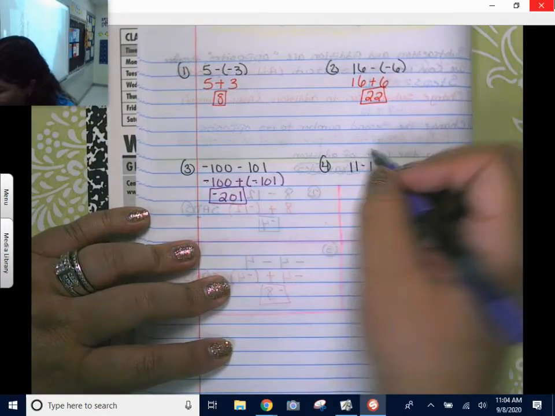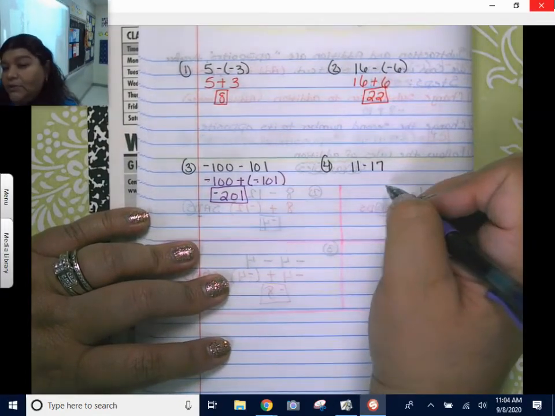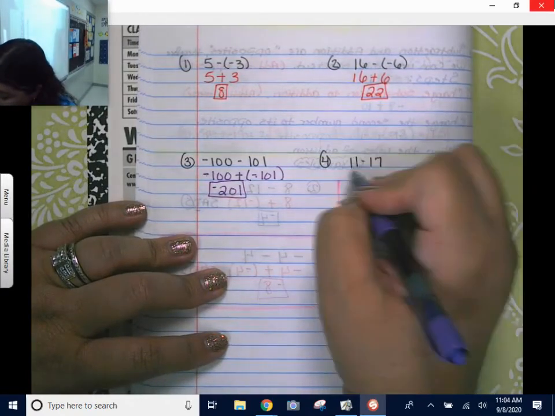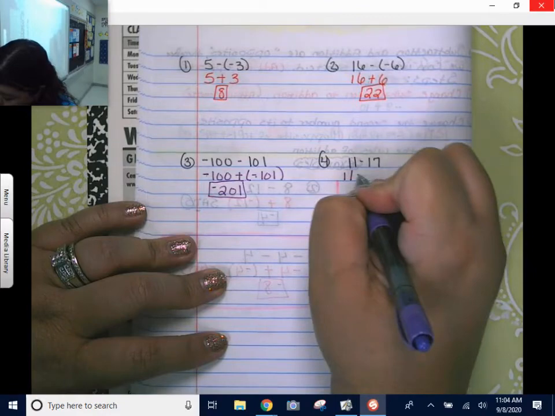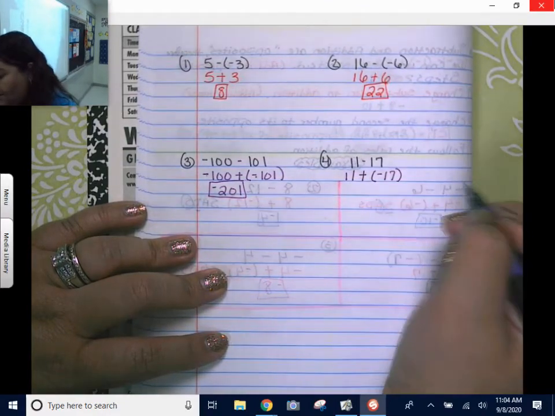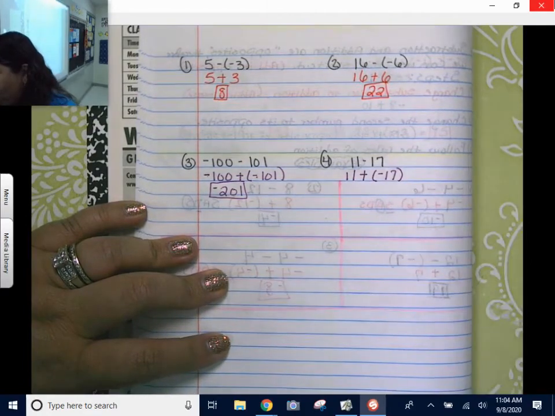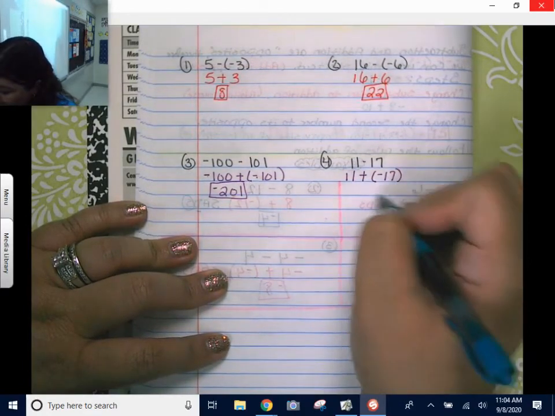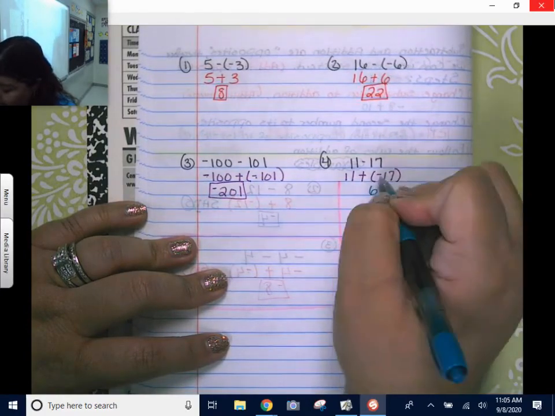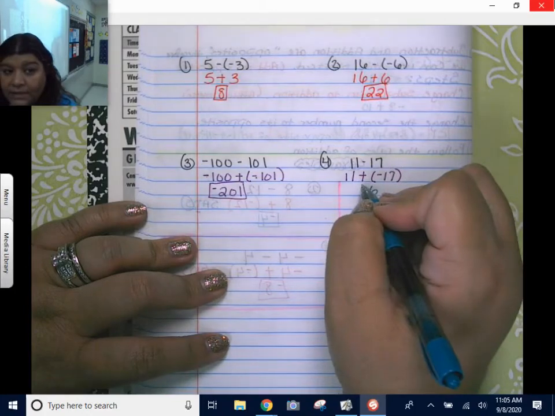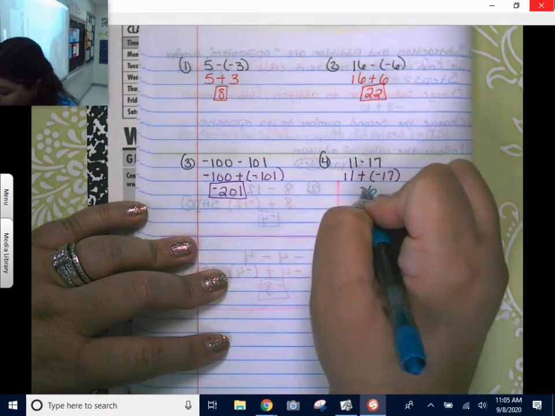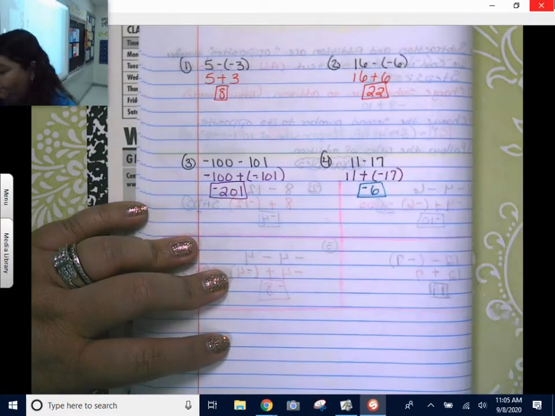Okay. 11 minus 17 looks like a normal subtraction problem, but be careful. I cannot take 17 away from 11, okay? So we're going to keep the first number, subtraction to addition, positive 17 to a negative 17. My numbers are different, so we have to subtract. So 17 minus 11 is 6, okay? And then who has more? I have 11 positives versus 17 negatives. The negatives have more. So my answer is going to be negative.